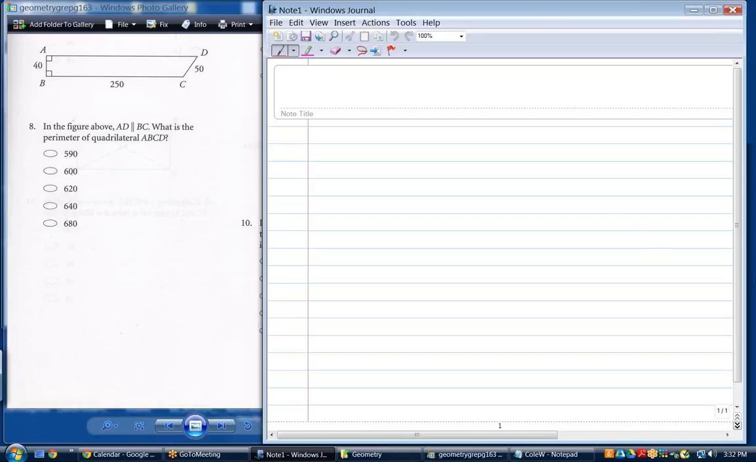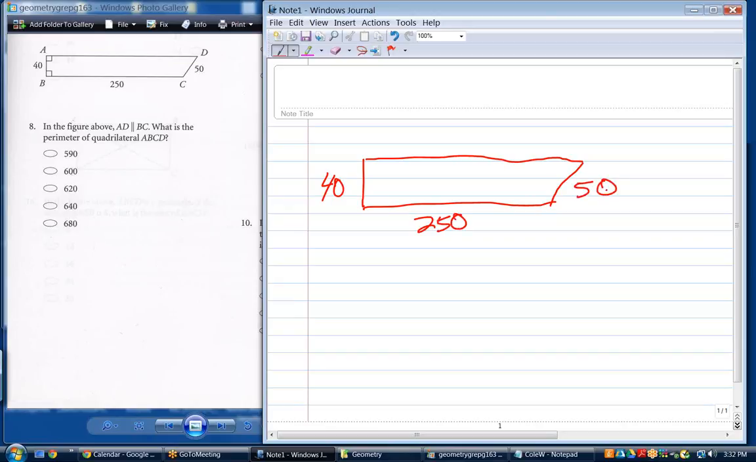So we have actually a trapezoid. The trapezoid being defined by two sides that are parallel, and only two sides. They want the perimeter of this trapezoid. So we clearly have to figure out whatever side x is.